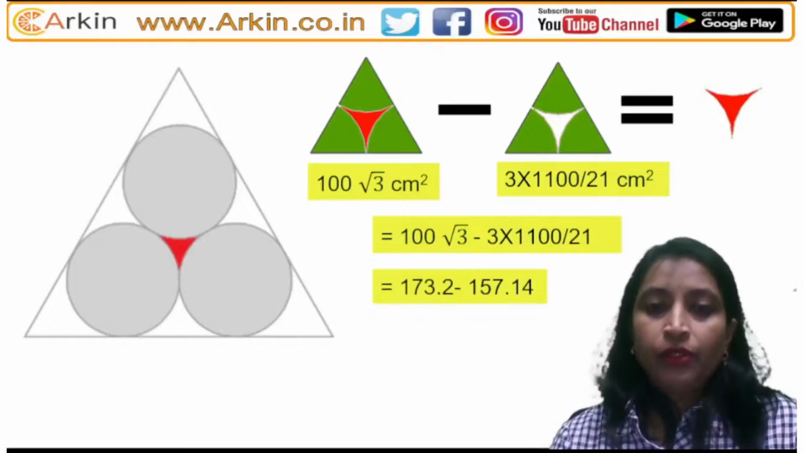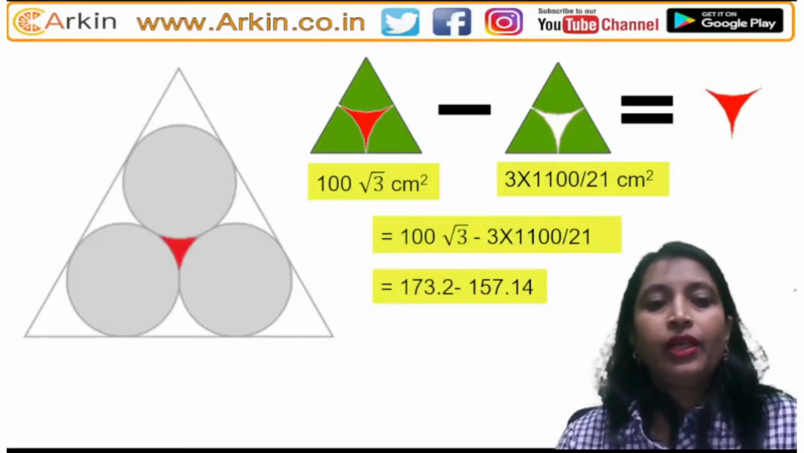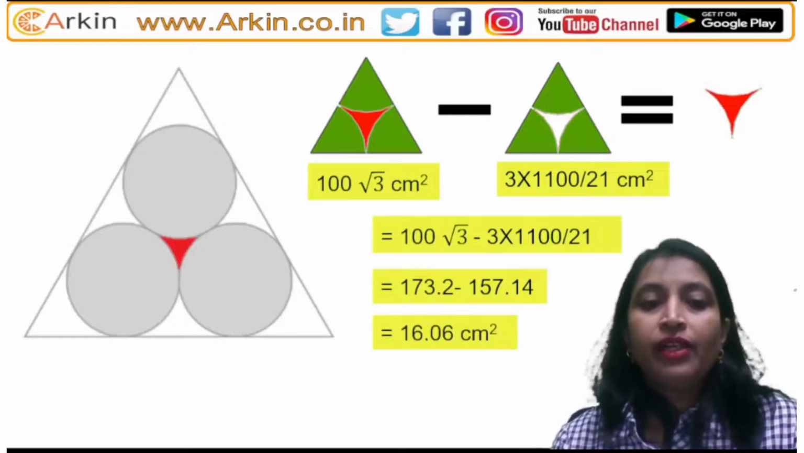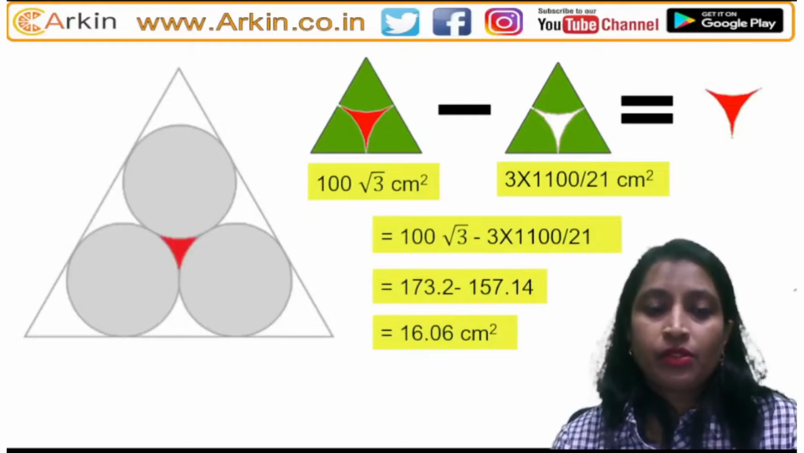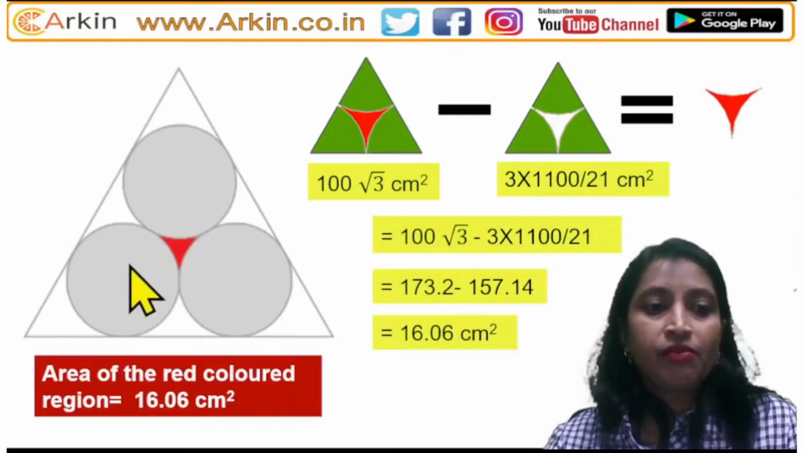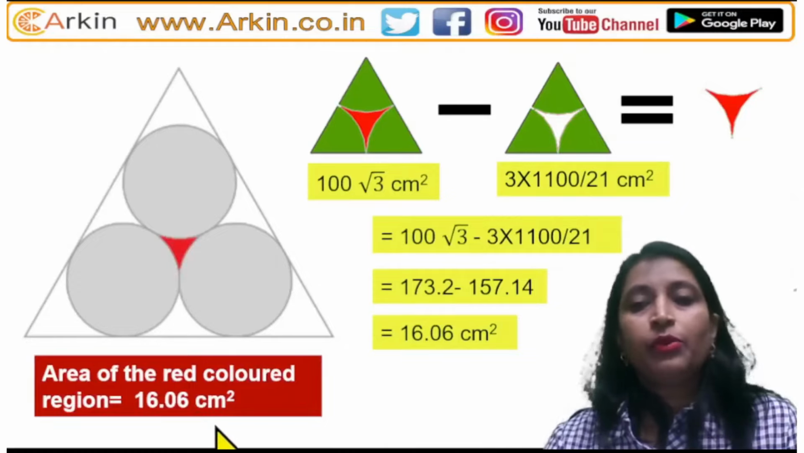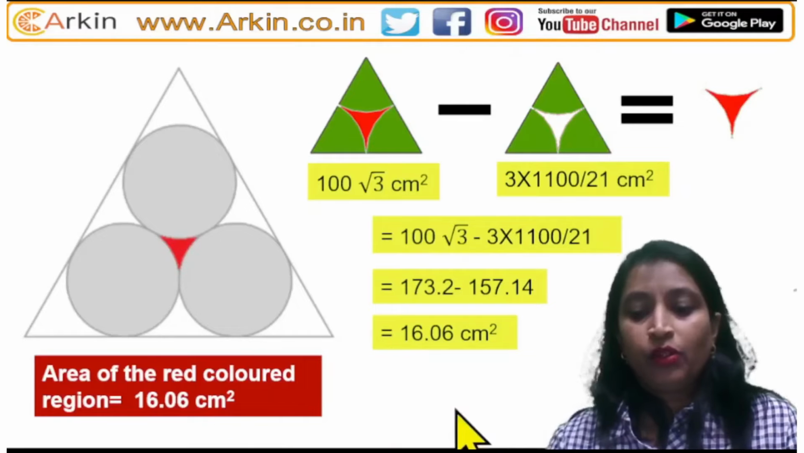If we solve, we'll get the value 173.2 minus 157.14. So we'll get the value as 16.06 centimeter square. So area of this red region will be 16.06 centimeter square. That is the answer up to two decimal points. I hope you all understood.